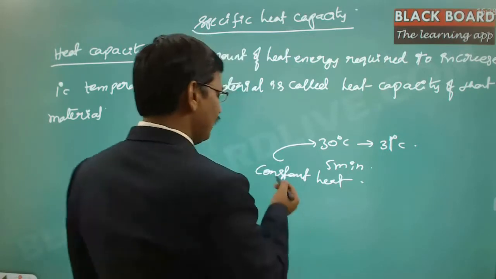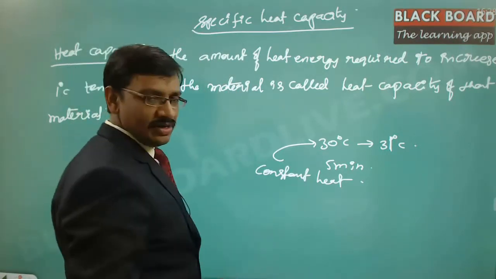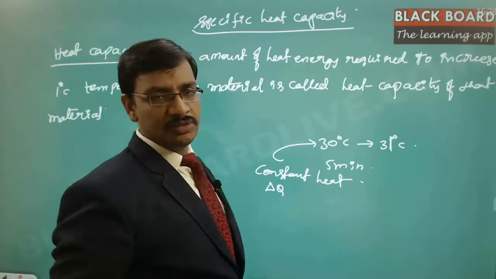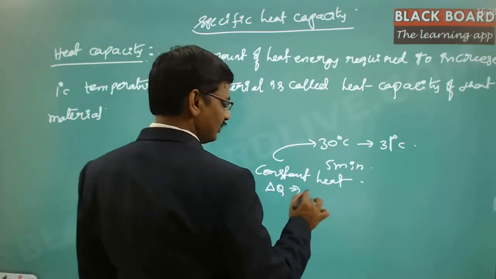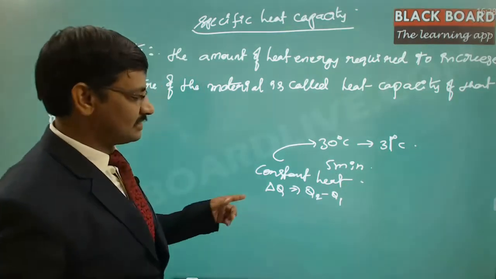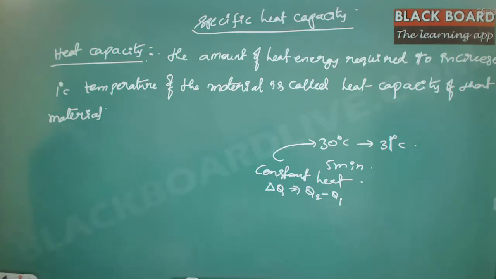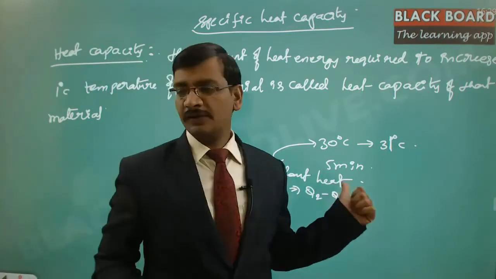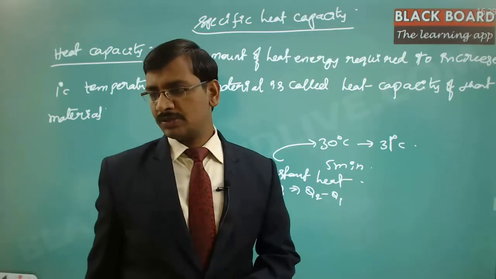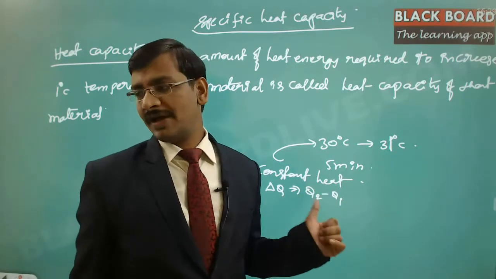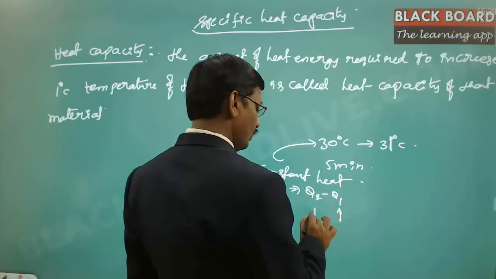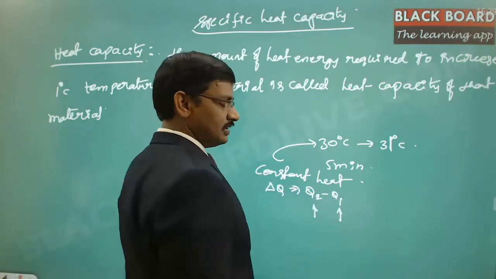Now here, let us say the energy I have given is delta Q. Why do we call this delta Q? Delta Q is always Q2 minus Q1. The difference of two values is always expressed as delta. Q2 minus Q1 is nothing but the change in the value of the energy. The change is from Q1 to Q2, and the amount of change is Q2 minus Q1.